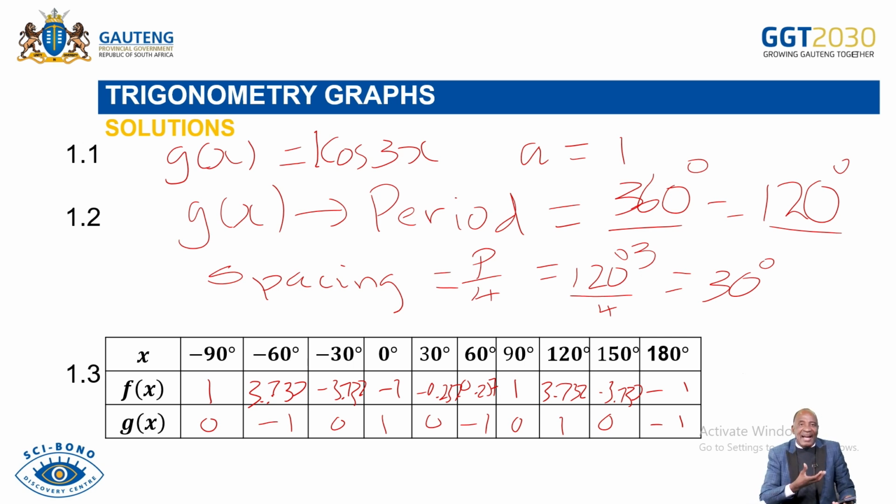After you say enter, it will produce a table that shows all those values: 1, 3.732, negative 3.732, angle by angle. You automatically get the corresponding values of y. The same applies to the cos 3x graph. You are going to do likewise. You punch in the function, command it from negative 90 degrees to 180 degrees with a step of also 30 degrees. Then you'll get those bottom values. Then from there, you can now go and sketch your graphs.